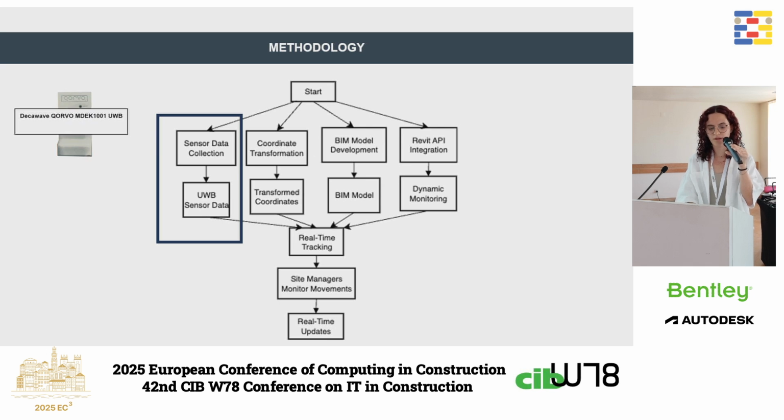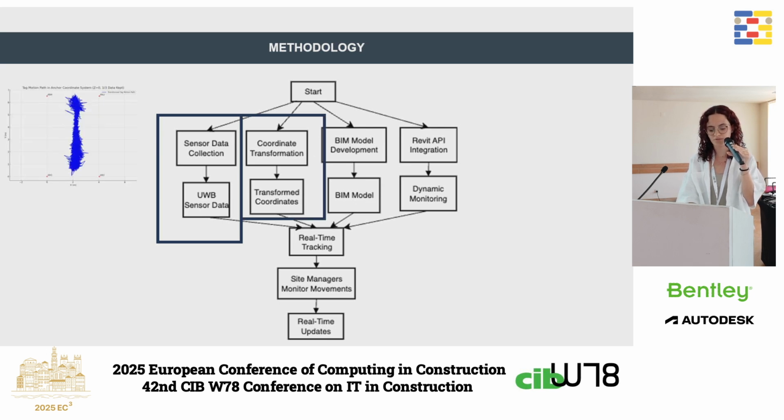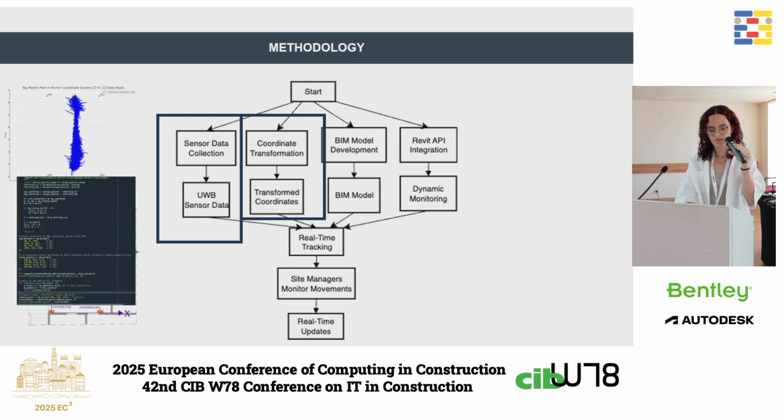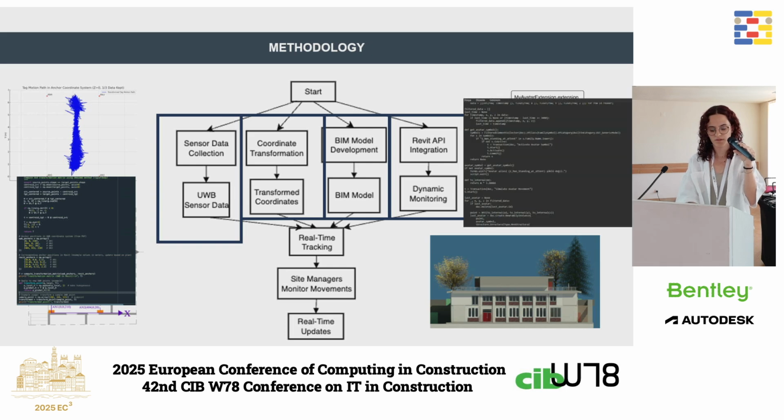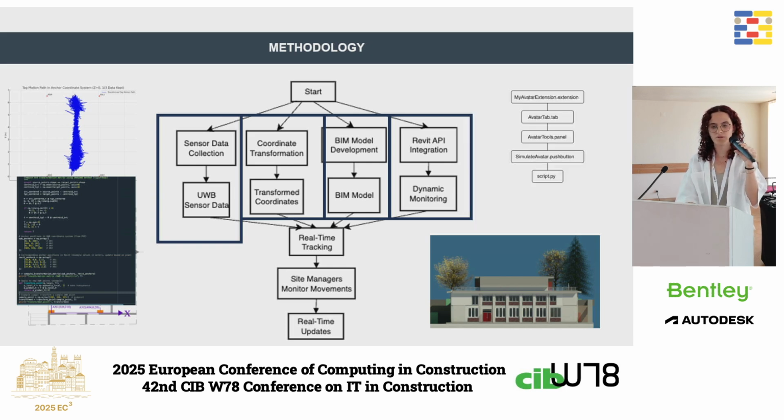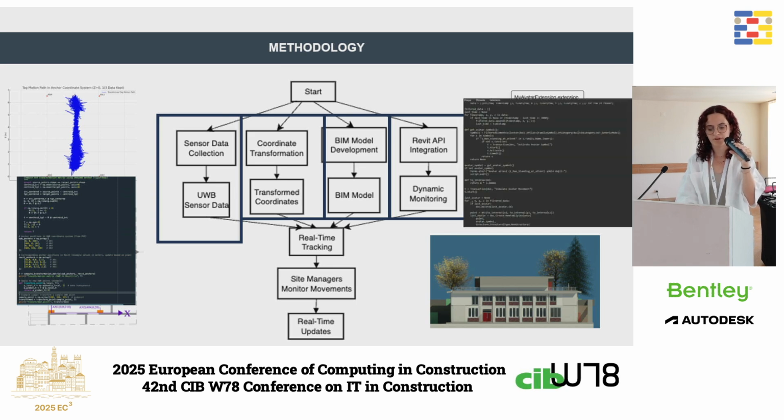We use the Qorvo MDEK ultra-wideband sensors. We used Spyder to create the Python scripts. For BIM, we created the modeling at level of detail 400. These are our steps to create the plugin with Revit.